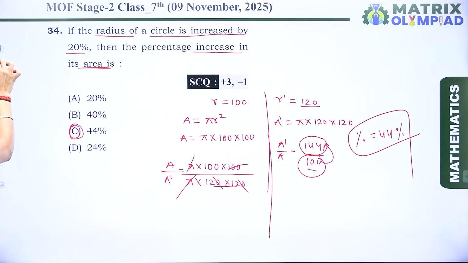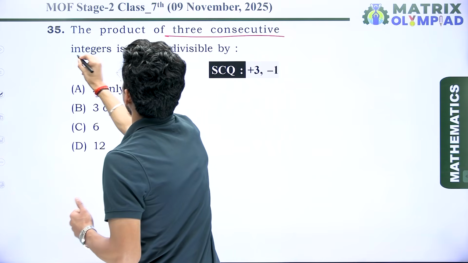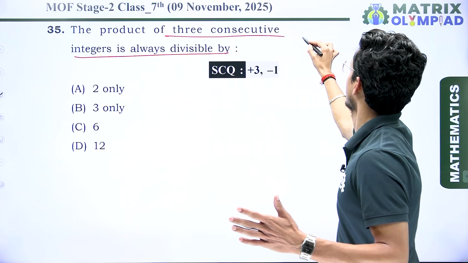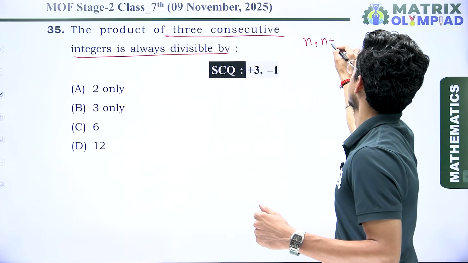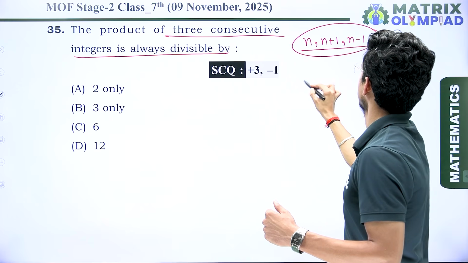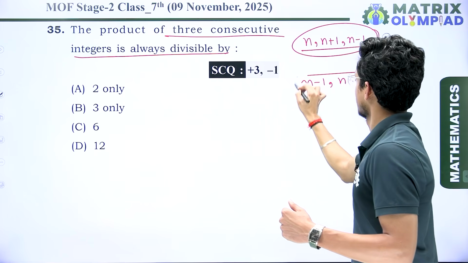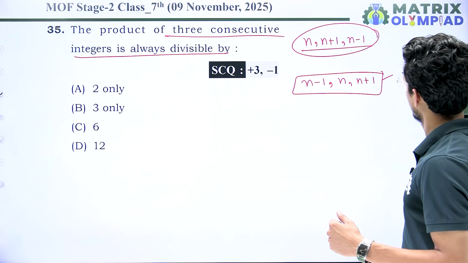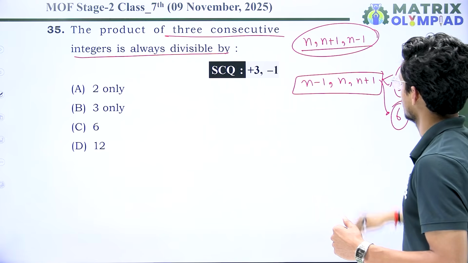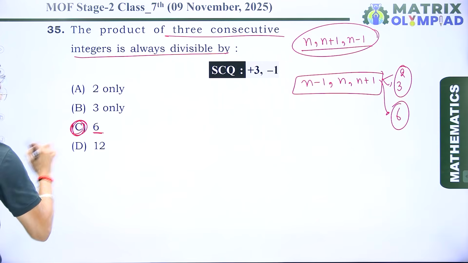Now the next question: the product of 3 consecutive integers is always divisible by. Let the 3 consecutive integers be n minus 1, n, n plus 1. The product is divisible by 2, divisible by 3, and also divisible by 6. So the product is divisible by 6. It means option C is the correct answer over here.